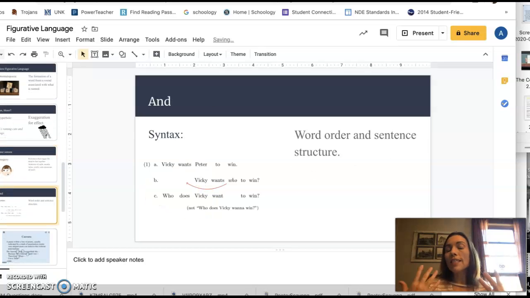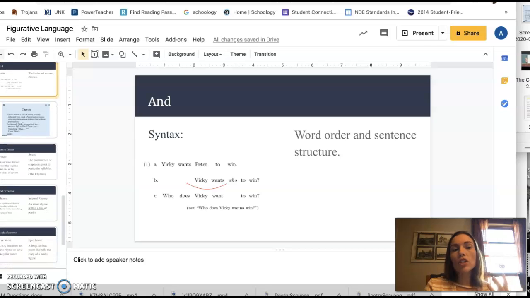The next one we have is syntax, and syntax is actually just the way I order words in a sentence. Now, the cool thing about poetry is it doesn't follow the same grammar rules that traditional writing does. So I can put my words in any order, and sometimes that can make for a really cool poem. So I could say, Vicky wants Peter to win. Vicky wants who to win? Who does Vicky want to win? Peter is who Vicky wants to win. I can put those words in any order I want.